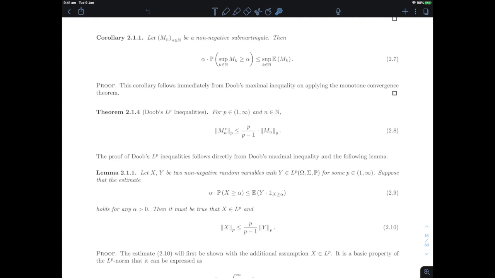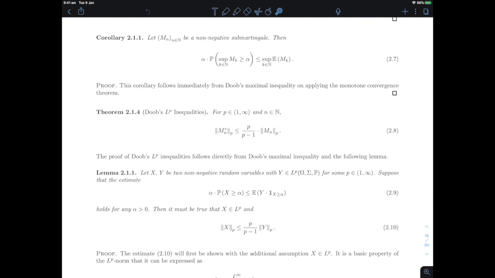There's a useful little corollary of that which tells you that you can actually control the supremum over all time of the martingale. That's a direct consequence of the inequality we've just proven, because you apply the monotone convergence theorem, and the limit as n goes to infinity of your Mn star will be exactly this supremum. So you apply the monotone convergence theorem, the left hand side converges to this expression, alpha times the probability that the supremum of the Mk is greater or equal than alpha.